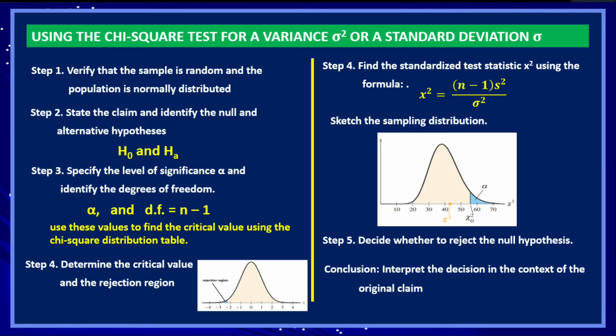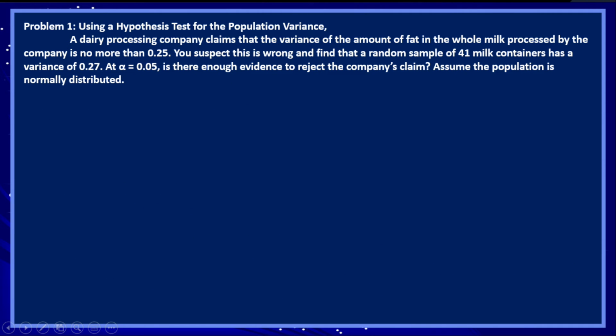Now that we know the guidelines in using the chi-square test for a variance or standard deviation, let's try to solve this problem. A dairy processing company claims that the variance of the amount of fat in the whole milk processed by the company is no more than 0.25.